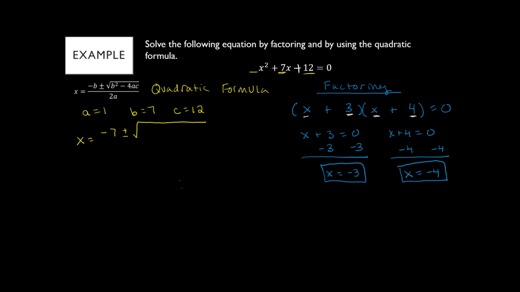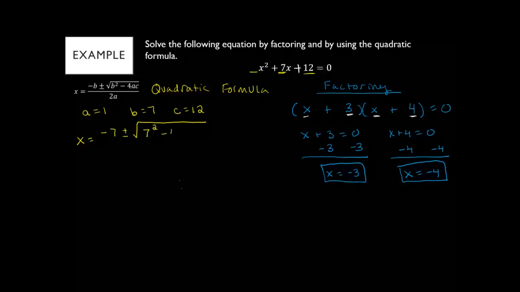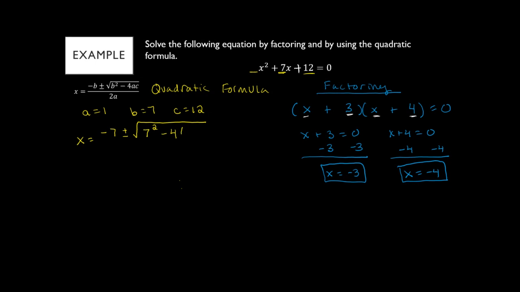And inside the square root, we have b squared, so that's going to be 7 squared. Then we have minus 4ac. So that's 4 times a, which is 1, and then times c, which is 12. You need to make sure that your square root symbol goes over everything there.